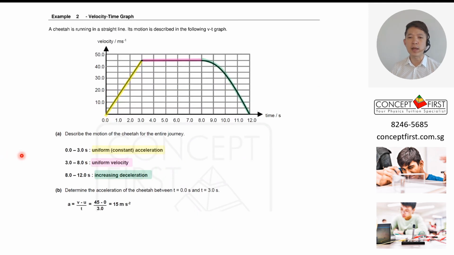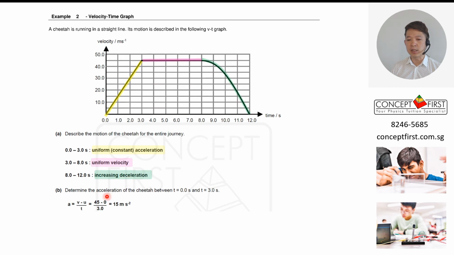Okay, time to look at one example. You can pause the video to read. So here we go. Describe the motion. So we have constant gradient, zero gradient, increasingly negative gradient. So constant acceleration, zero acceleration that corresponds to uniform velocity, and increasing deceleration.